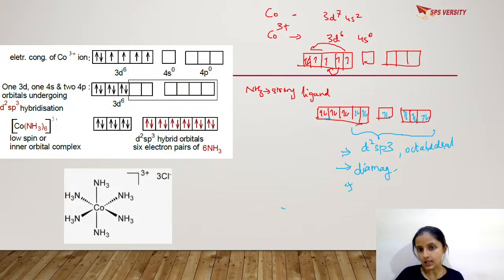And also if you see the inner d orbital, so this is 3d, this is 4s, 4p. The 4s and the 4p are the outer shell, and 3d is the inner one, so (n-1) d orbitals are involved, so this is called an inner orbital complex.